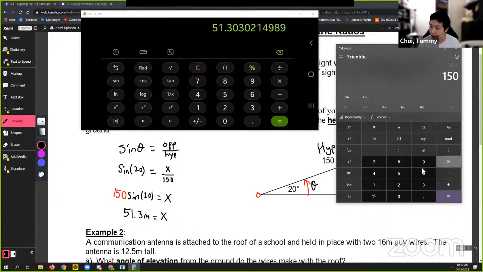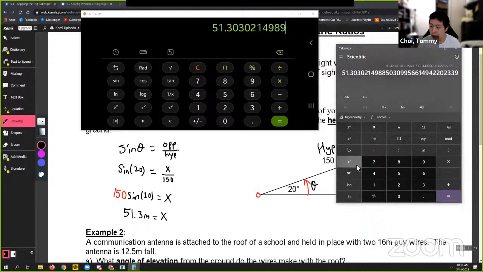150 times, so that's the beginning. Then for the trig part, you do the opposite way. So you do 20 first, then click sine, then click equals. So that's your first way of doing it. The second way you can do it, you can do the trig first. So you can do 20, then sine. Then multiply by 150. And you will get your same answer.